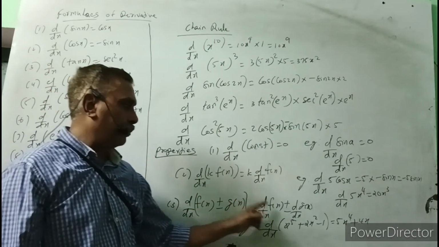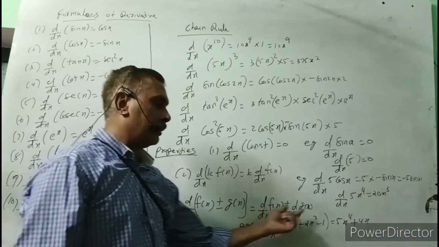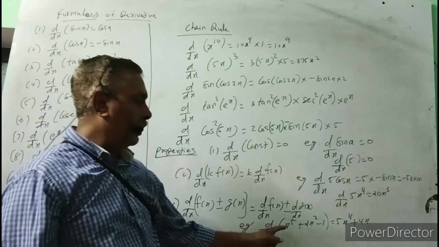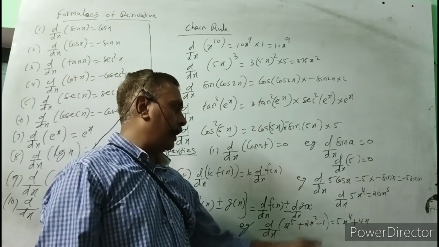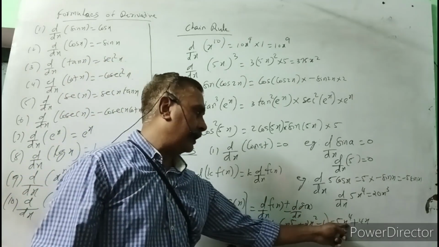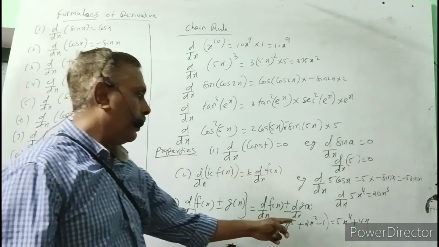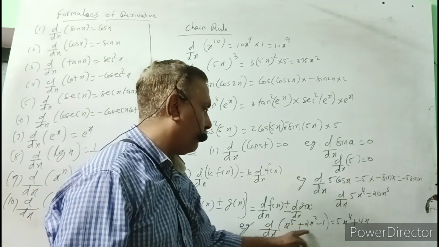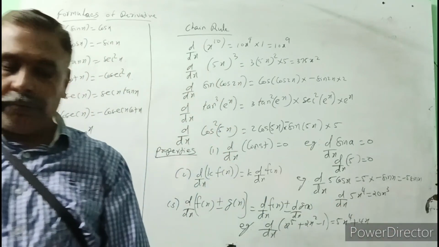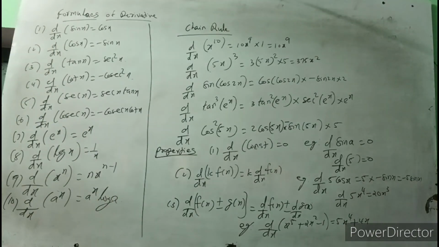For the sum or difference of two functions, you differentiate separately. For example, x raised to 5 plus 2x square minus 1. We write the derivative of x raised to 5 as 5x raised to 4, plus 2 into 2x, that is 4x, and the derivative of minus 1 is 0.